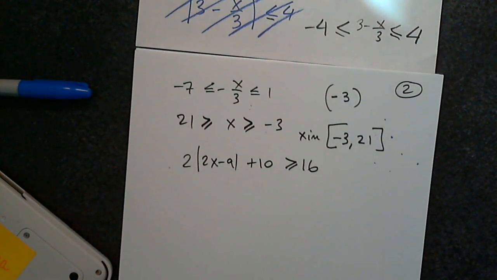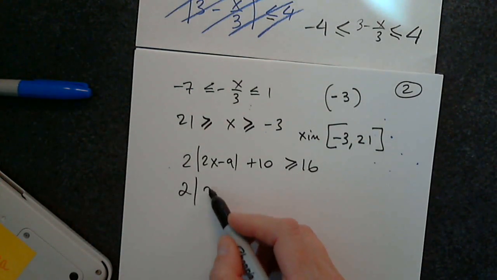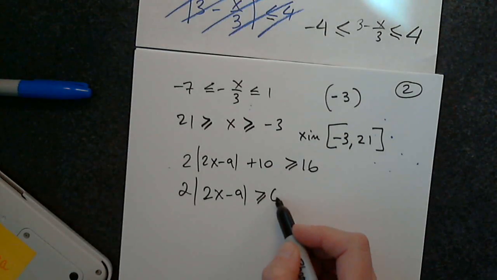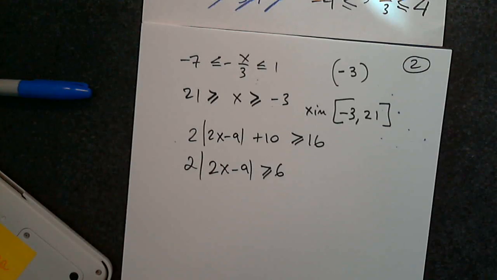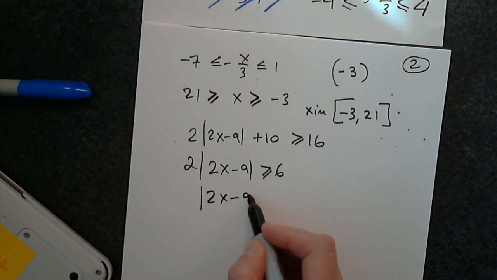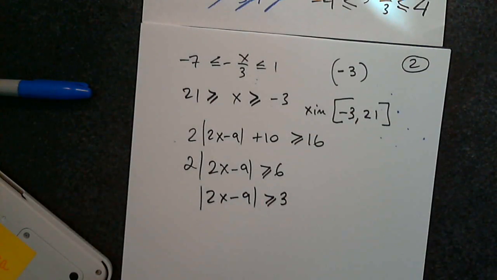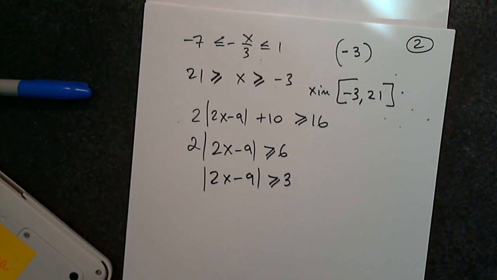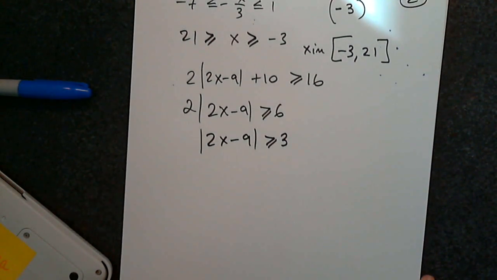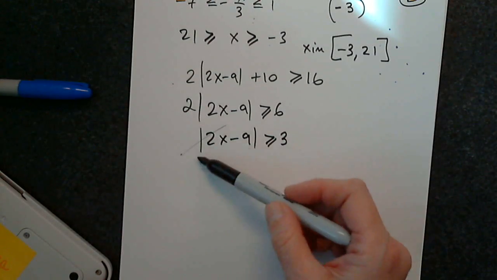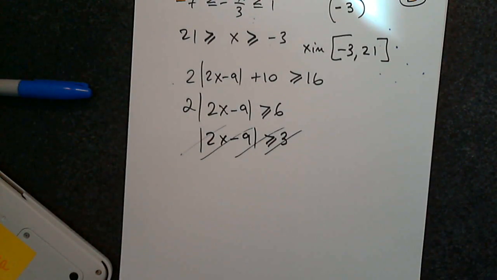Good. What do we have to do first? Subtract 10. Very good. So the absolute value of 2x minus 9 is greater than or equal to 6. What is our next step? Very good. The absolute value of 2x minus 9 is greater than or equal to 3. If we don't know how to convert this, we will not be able to solve it. How do we convert this?